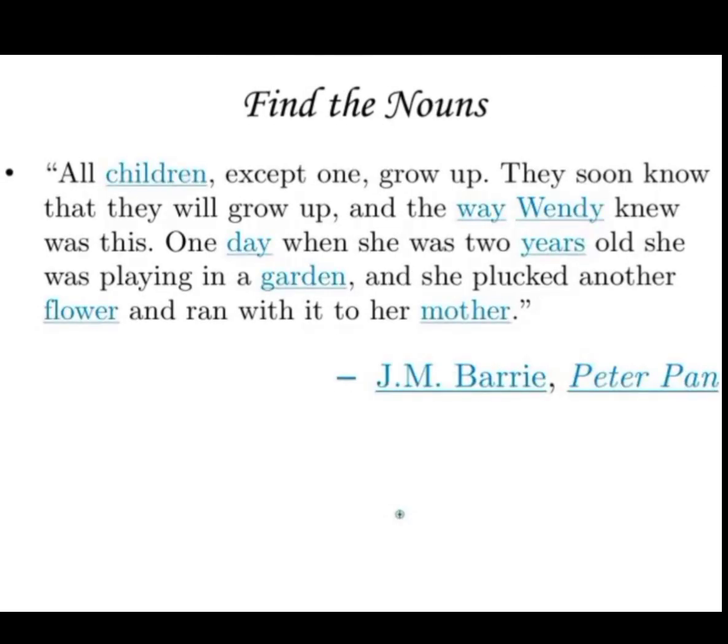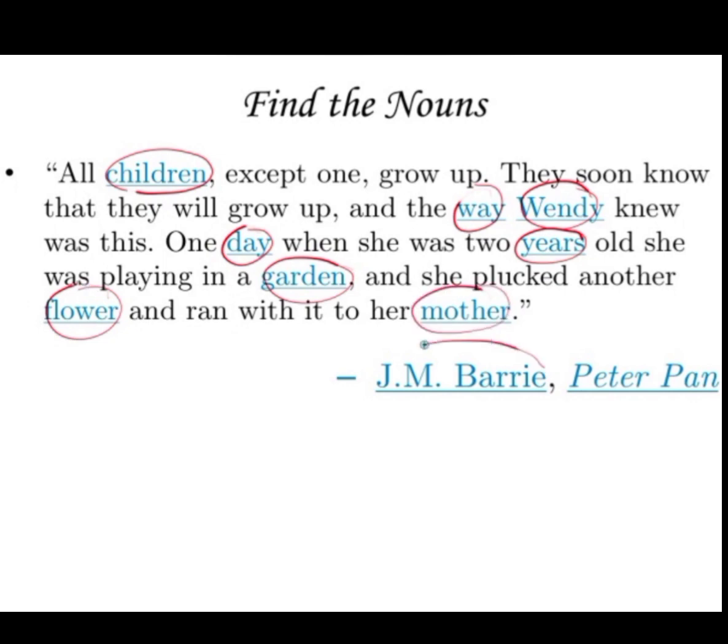And here they are, all children, okay? Children are, of course, people, except one grow up. They soon know that they will grow up, and the way, which is an idea, Wendy is a person, knew was this. One day, which is a thing, when she was 2 years old, two things. She was playing in a garden, a thing, and she plucked another flower, a thing, and ran with it to her mother, a person. J.M. Barrie is also a person, and Peter Pan is a fictional character, but in the book, he's a person, so those are nouns as well.